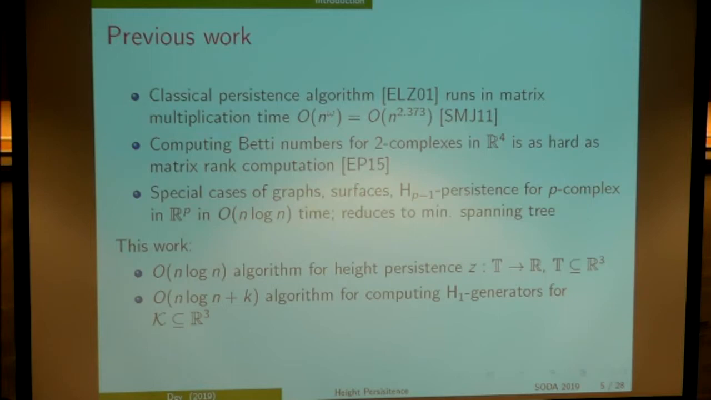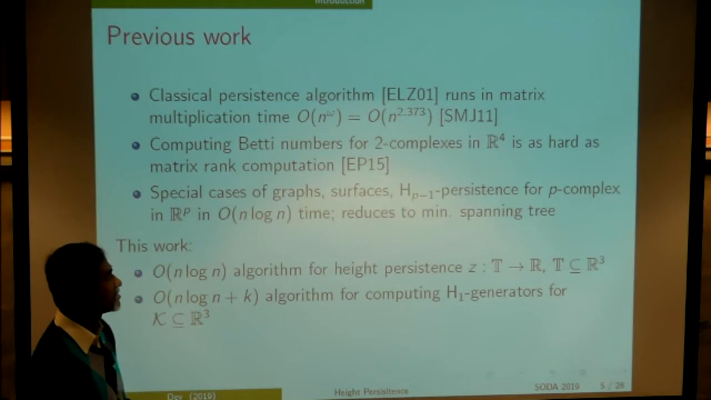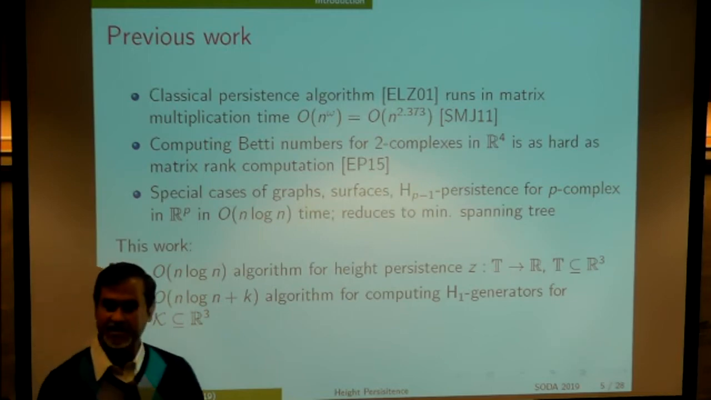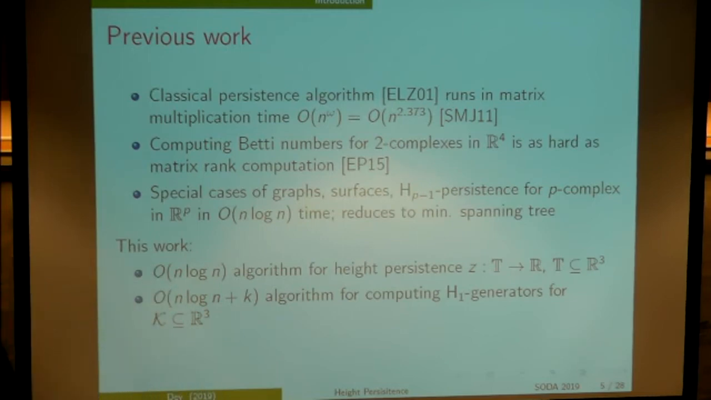So if I have arbitrary 2-complexes embedded in R3, can we do it? And what I show is that it can be done in n log n time if you have a height persistence defined on 2-complexes in R3. 2-complexes in R4 are already very hard, but 2-complexes in R3, I'm telling you, are much easier. And not only n square, it is n log n. I was a little surprised that I could get n log n. I thought it would be n square, but no.